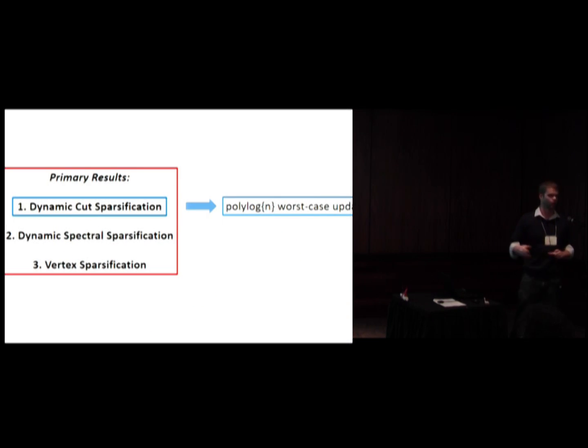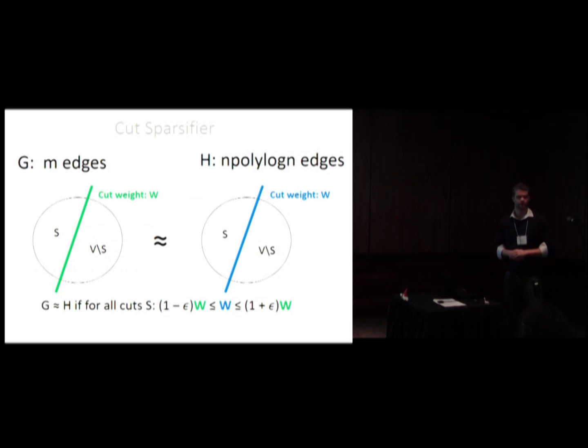Sort of a natural segue then into our first tool, dynamic cut sparsification. So just a reminder, we claim that our result is that we got this in polylog worst case update time. So for those who haven't seen cut sparsification, a quick review. Suppose we have an original graph with m edges. We want to take the same vertex set and reduce the number of edges to n polylog. And for any cut in the original graph, that cut in this new graph should be within an epsilon approximation of the weight. And this should hold for every single cut.